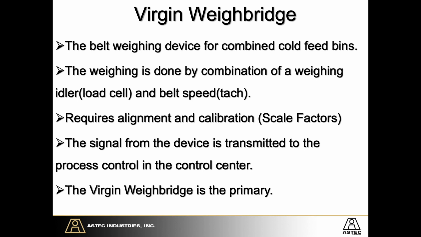The signal from this device is transmitted into the control room for the process control, and that's where that information is stored, and that's where that information is used for the job mix formula. The virgin weighbridge is the primary scale on the plant. It is the primary scale. All other scales follow it.